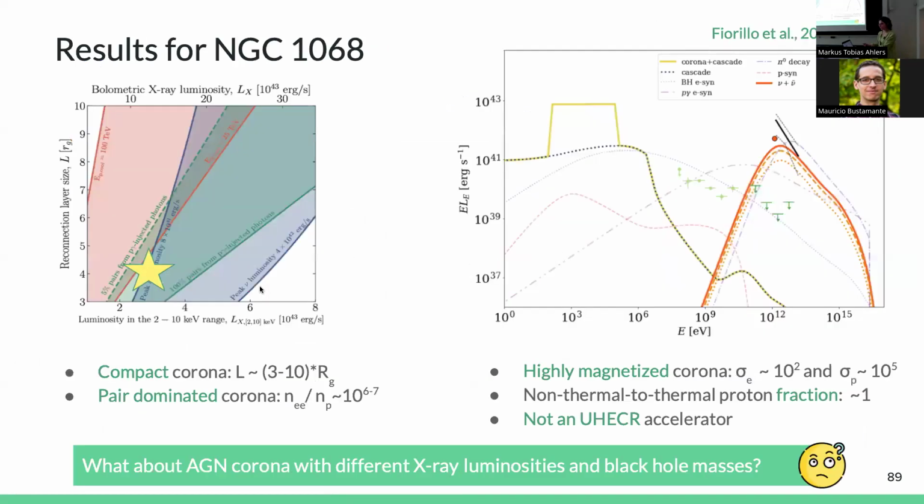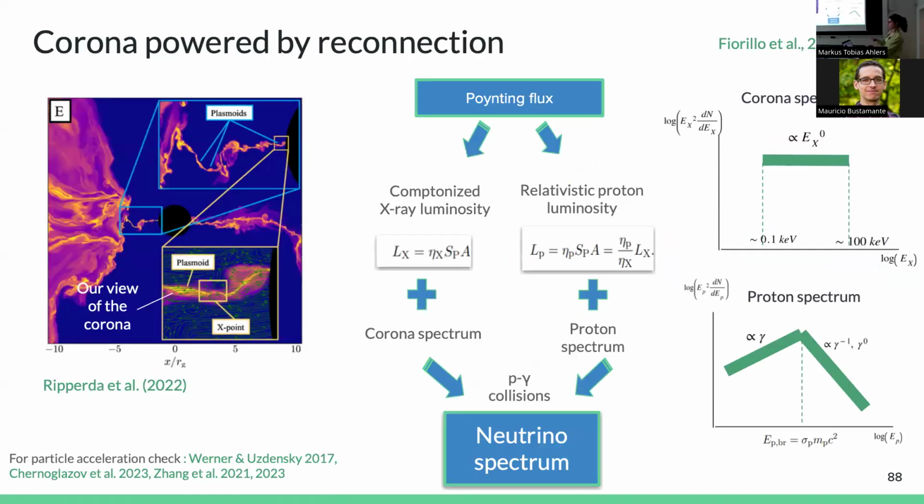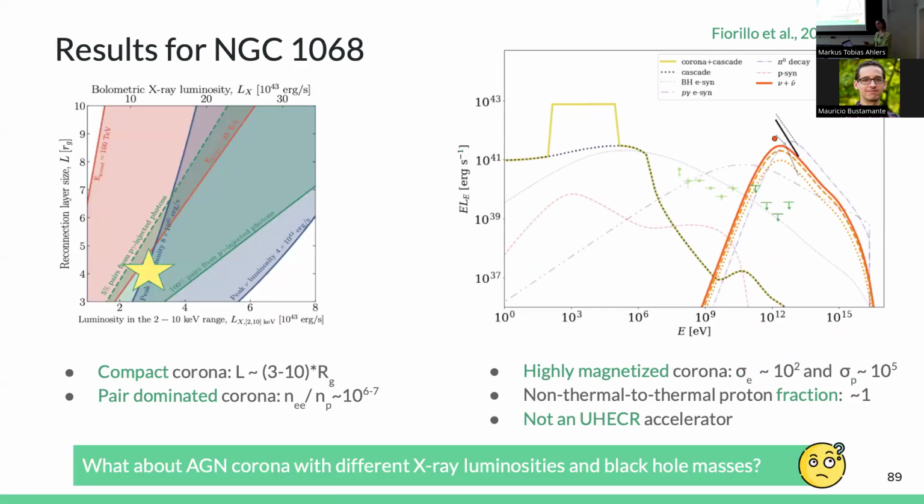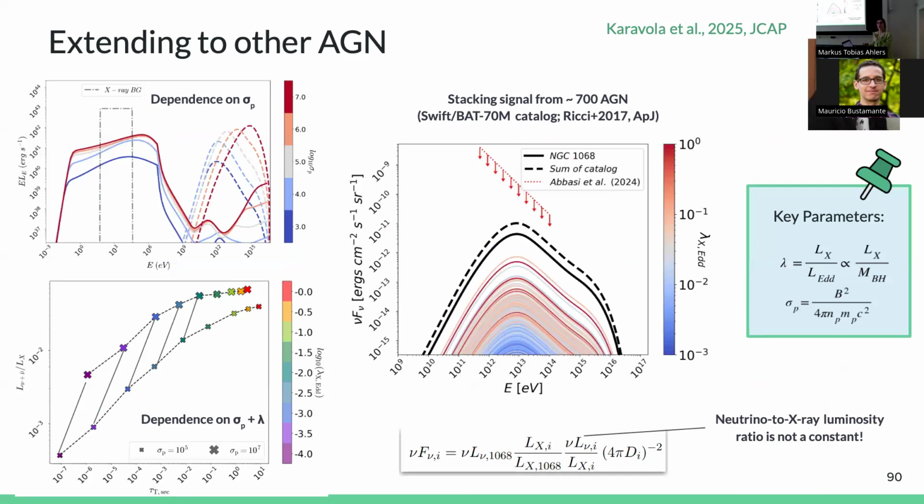Yes, because as we saw a little before, this sigma p, this magnetization, also determines the energy of the protons that are producing the neutrinos. So more energetic protons produce more energetic neutrinos. And more energetic protons also carry higher luminosity, which is later transferred to neutrinos. So you also affect the efficiency of neutrino production.